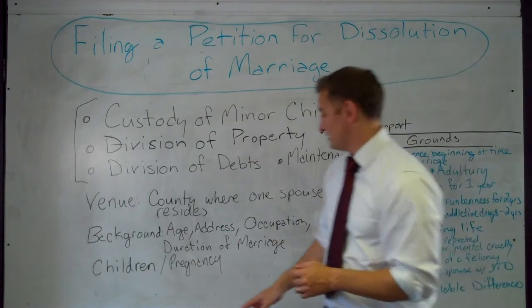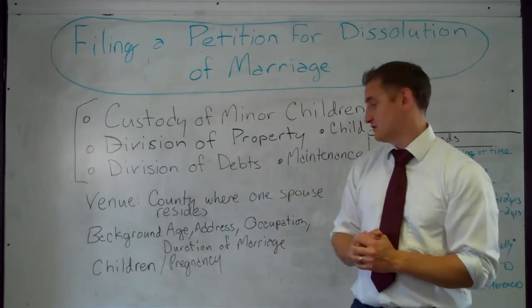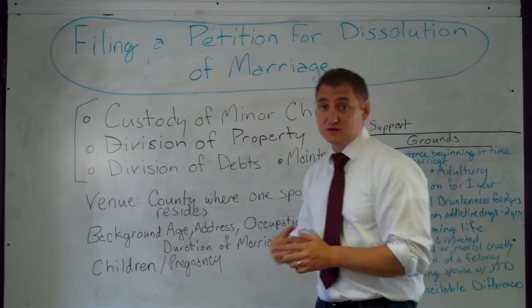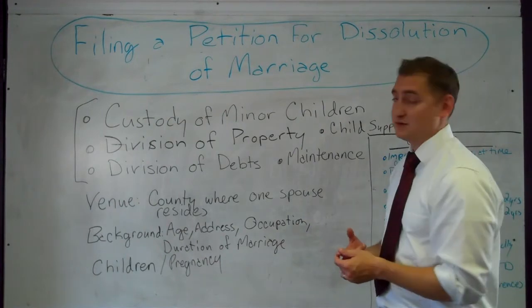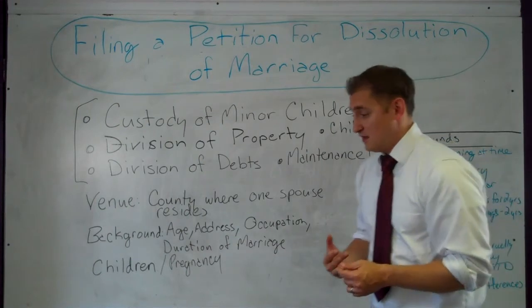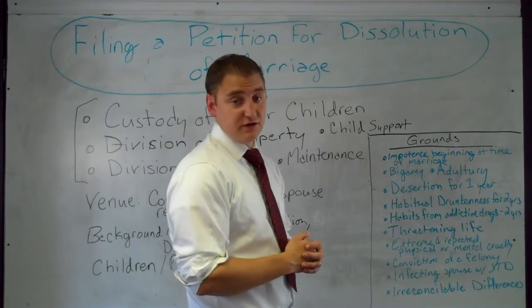And the other thing we need to list is information about the children, at least their ages, and whether the wife is pregnant at the time, because that's going to be relevant in determining whether maintenance is going to be paid, child support is going to be paid, and how the property is going to be divided. The other thing that you need to list is the grounds for the dissolution of the marriage.